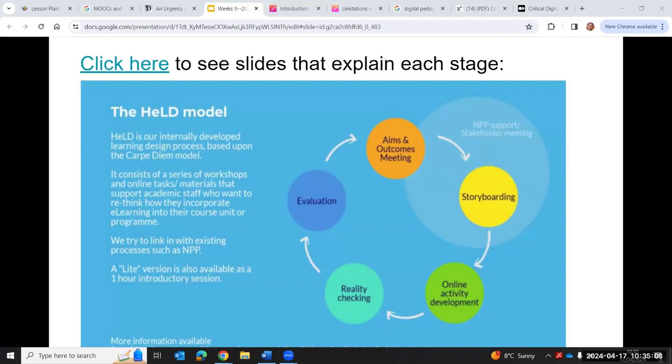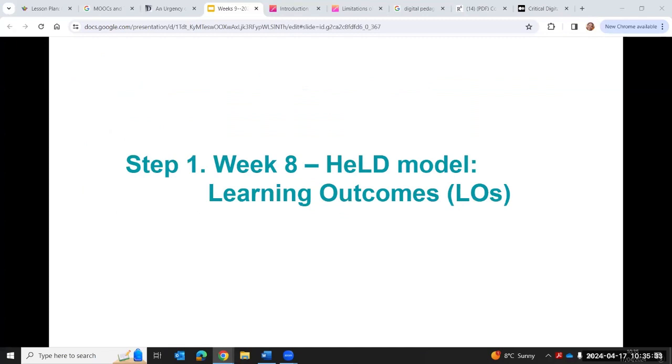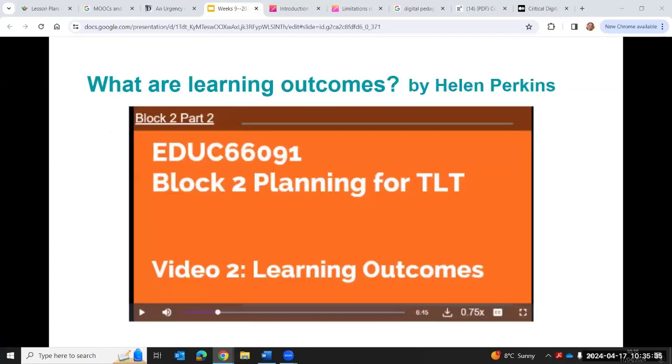And therefore that will help you to think about the content, the activities, the materials, the interactions involved, the type of tools involved. And that's why, it doesn't matter what model you use, you will always be requested to develop learning outcomes. And last class, we did say something about learning outcomes, and I want to just give you a recap of what they are.